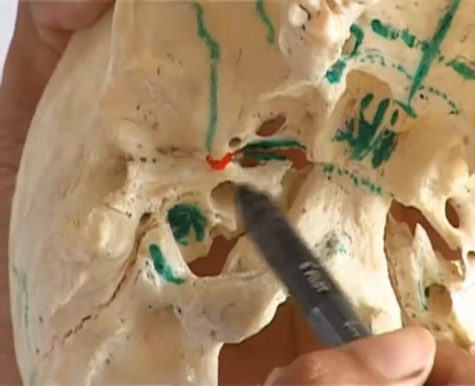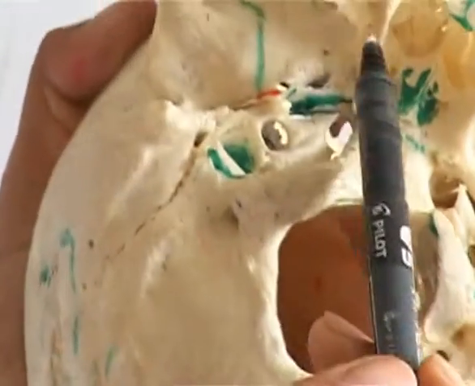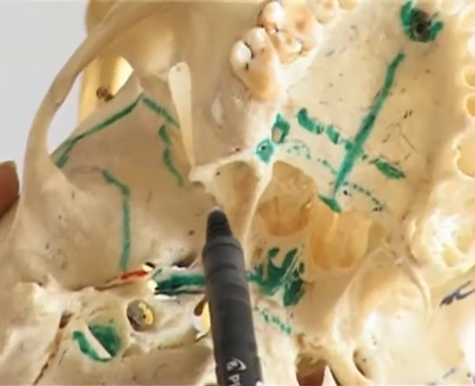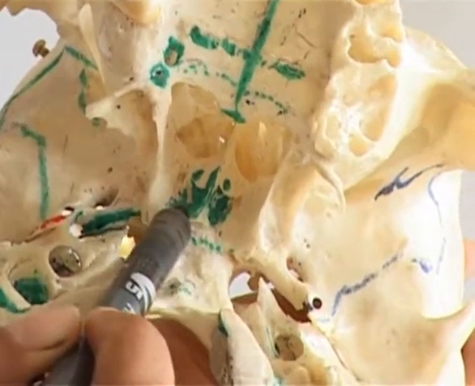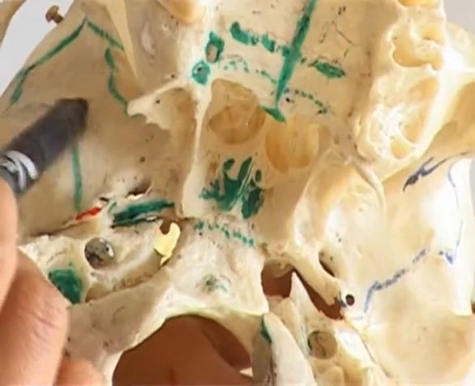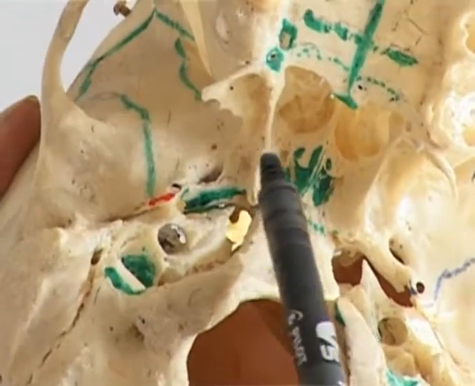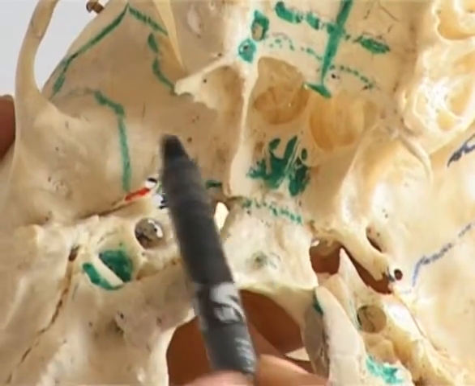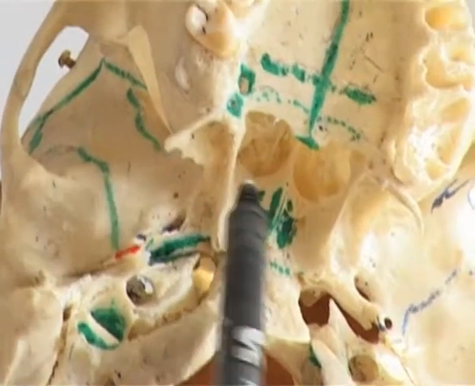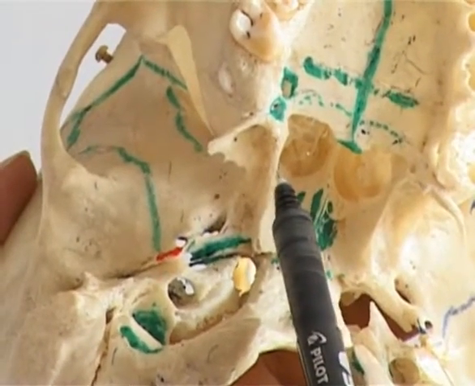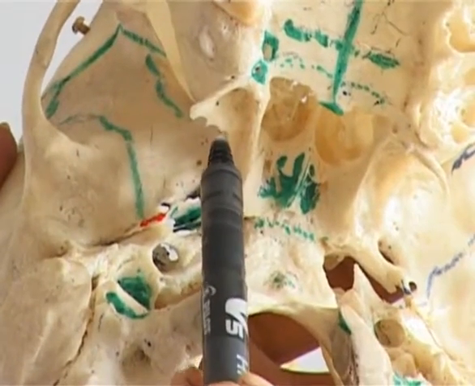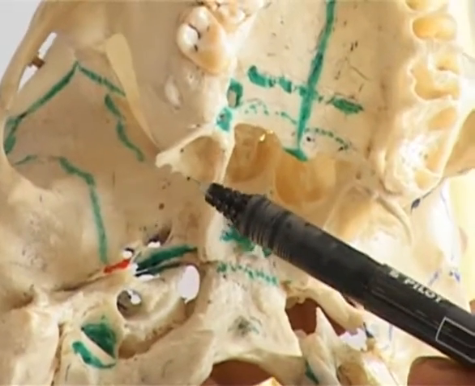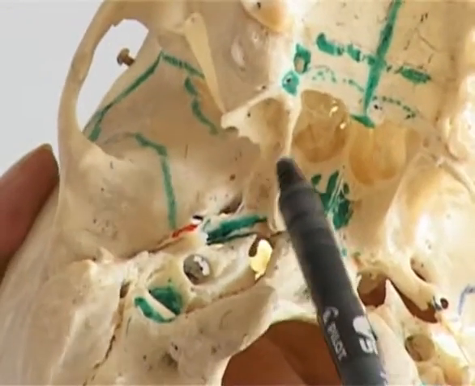The pterygoid process is a single process at its attachment to the junction of the body and greater wing of the sphenoid. Inferiorly and posteriorly, it splits into a lateral pterygoid plate and a medial pterygoid plate. The two plates remain fused anteriorly and are separated from the maxilla by the pterygomaxillary fissure.